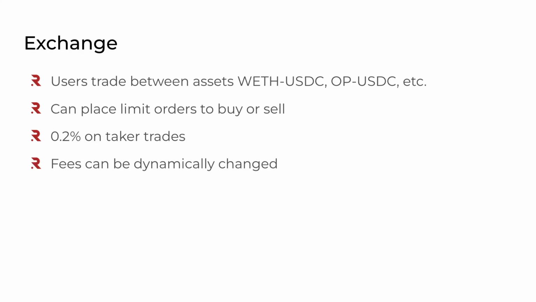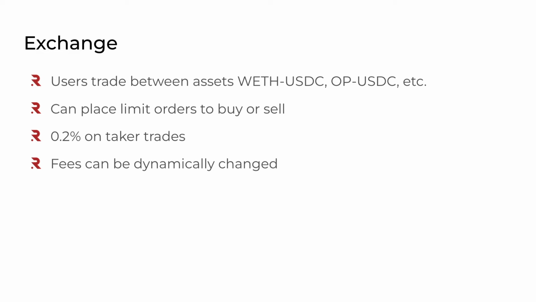Next, let's focus on the exchange side of things. So users trade between different assets. So they bring wrapped Ethereum and they want some USDC for that. So they sell their wrapped Ethereum and they receive USDC. They can place limit orders to buy or sell.